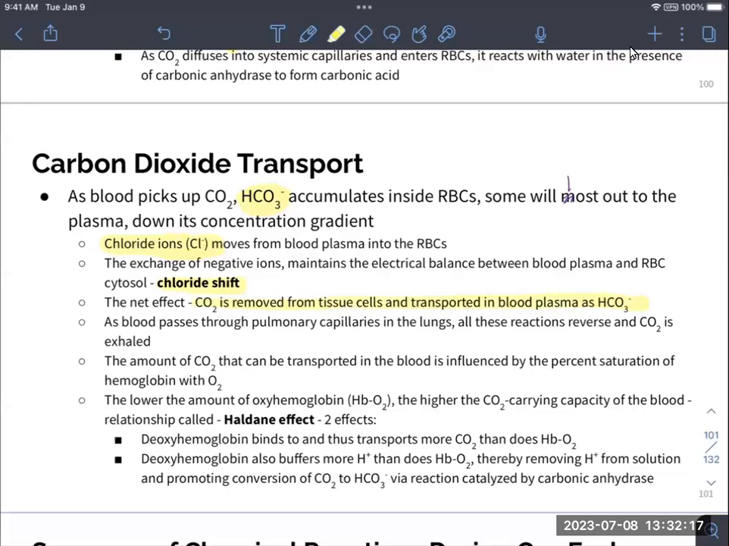Blood will go through those pulmonary capillaries in the lungs. These reactions get reversed, which is where we get carbon dioxide that we breathe out. We don't breathe out bicarbonate. We breathe out carbon dioxide. So how much carbon dioxide we can carry in the blood actually depends on that hemoglobin saturation of oxygen. The lower the amount of oxygen bound to that hemoglobin, that oxyhemoglobin, the more carbon dioxide we can take on. This is the Haldane effect.